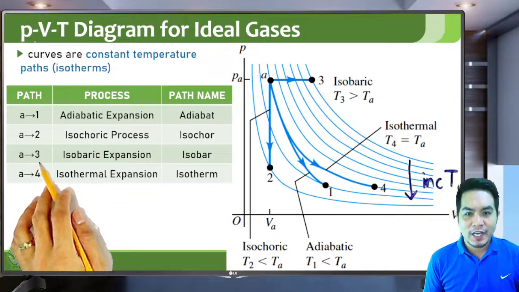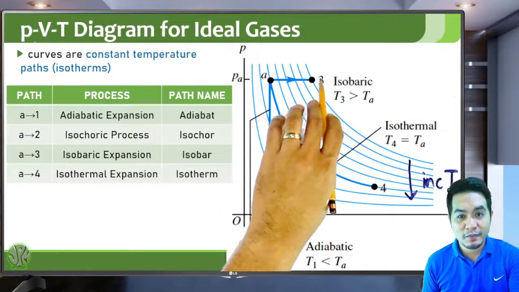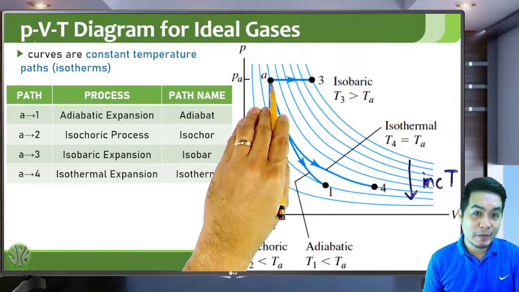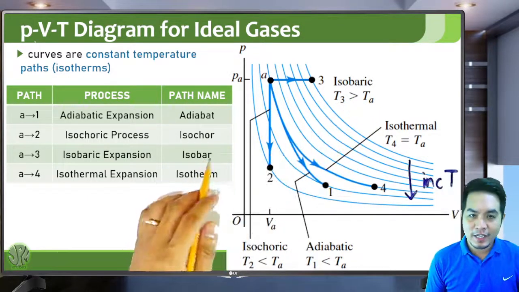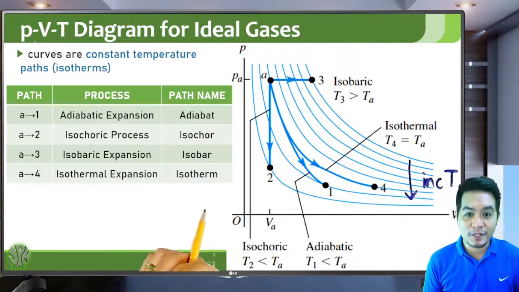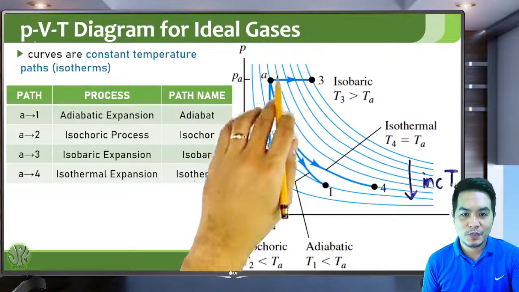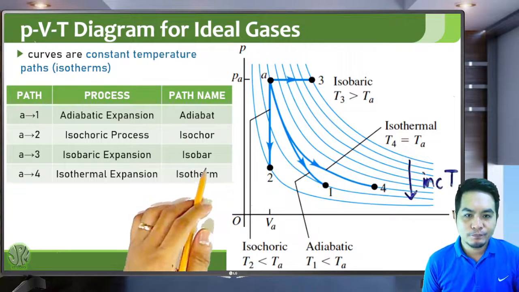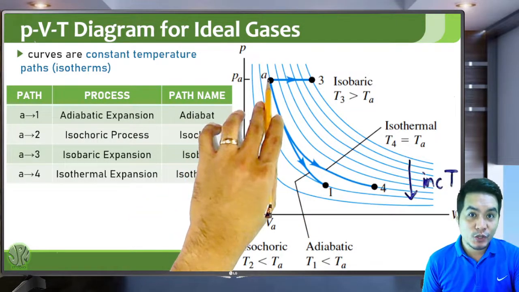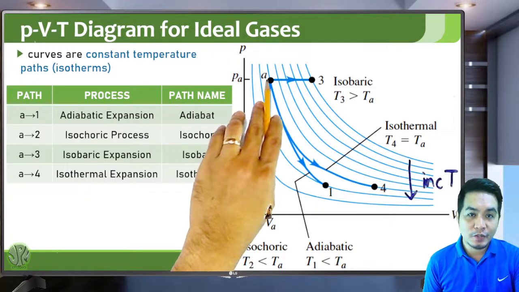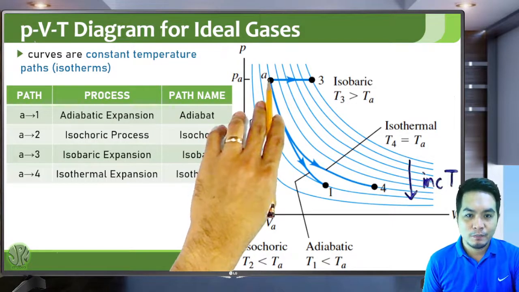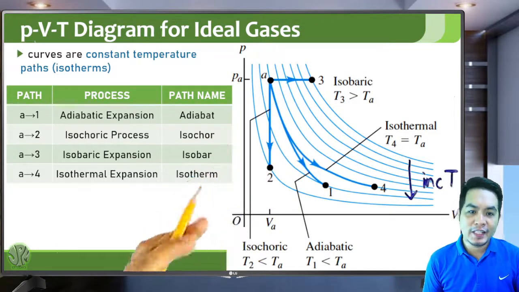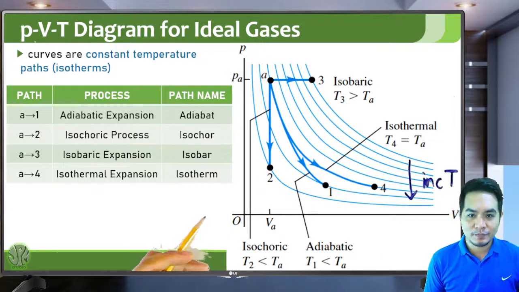Path A to 3 is an isobaric process, a constant pressure process. From point A, it's an isobaric expansion because the volume is increasing. Again, compression is in the opposite direction; compression is a decrease in volume. This is an increase in volume from VA to this volume here, say V3. You will also notice that the temperature changes. The volume and the temperature change in an isobaric expansion. So the pressure is constant, but the volume changes and the temperature also changes.